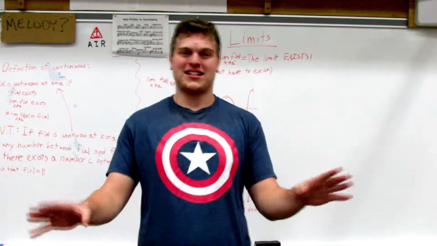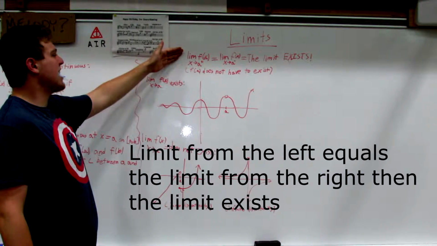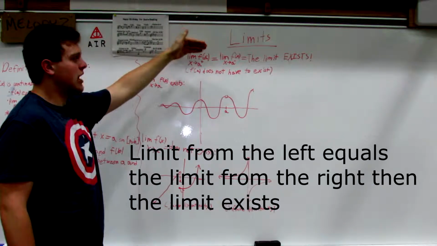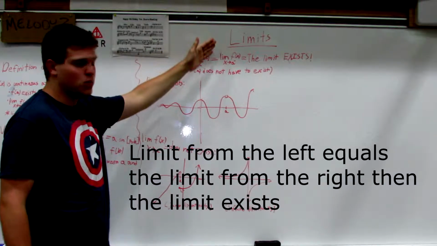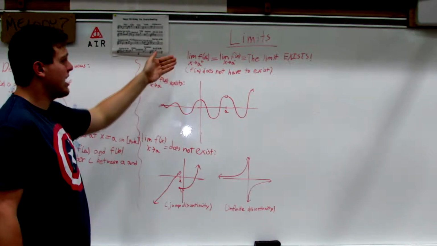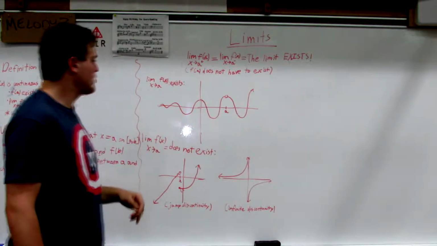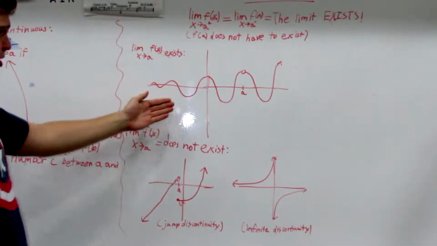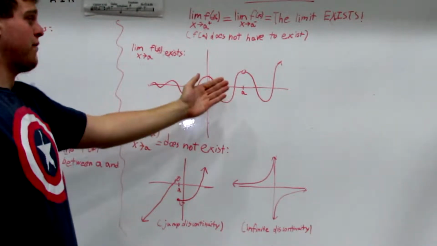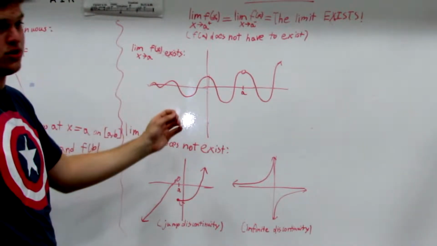Okay, back to limits. Basically, if the limit as x approaches a from the right of f of x equals the limit as x approaches a from the left of f of x, then the limit exists. What this is saying is that the point f of a does not have to exist in order for the limit to exist. For example, look at this graph. On either side of the graph, the lines are approaching the same numerical value. Although there is a point discontinuity, the limit still exists.